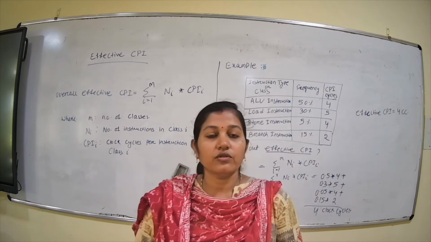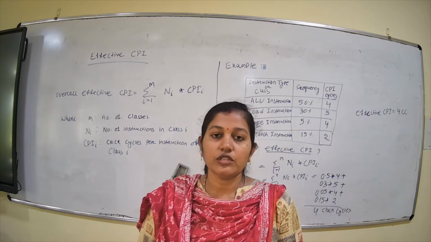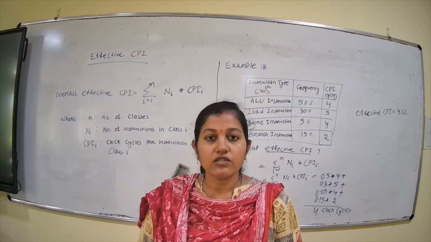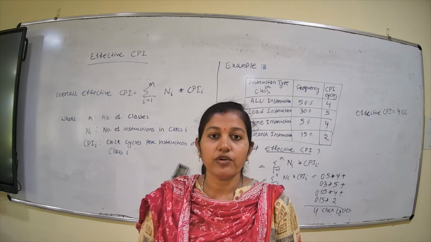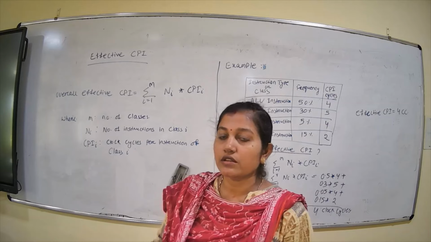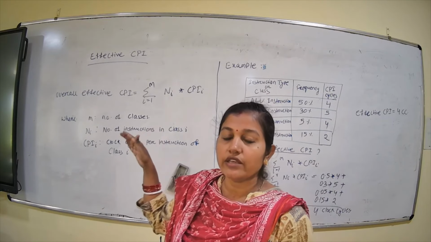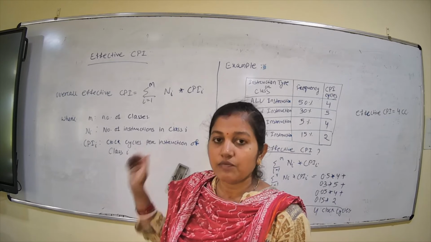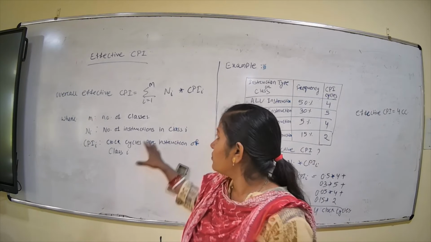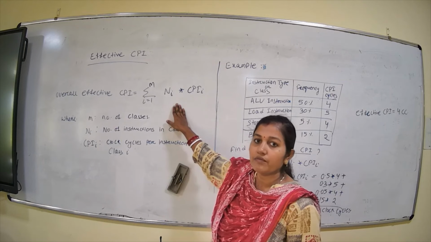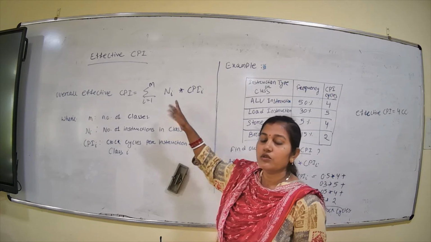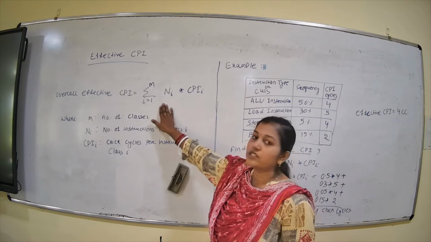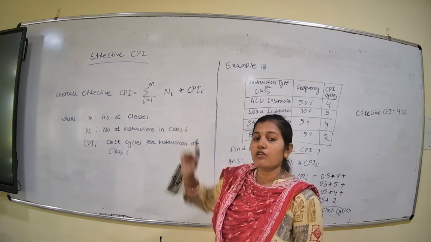So we already found out how to calculate the CPU time. If CPI is not given directly for a program, but it is classified into a set of instruction types, and for each type CPI is given, then just use this formula to calculate the CPI. After that, use the CPU time formula, N into CPI by clock rate. You just put this CPI value in it. Now you can calculate the CPU time.